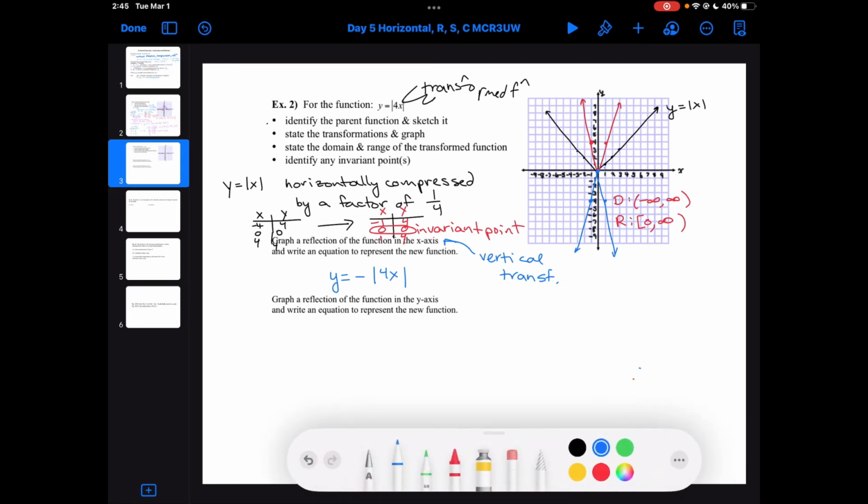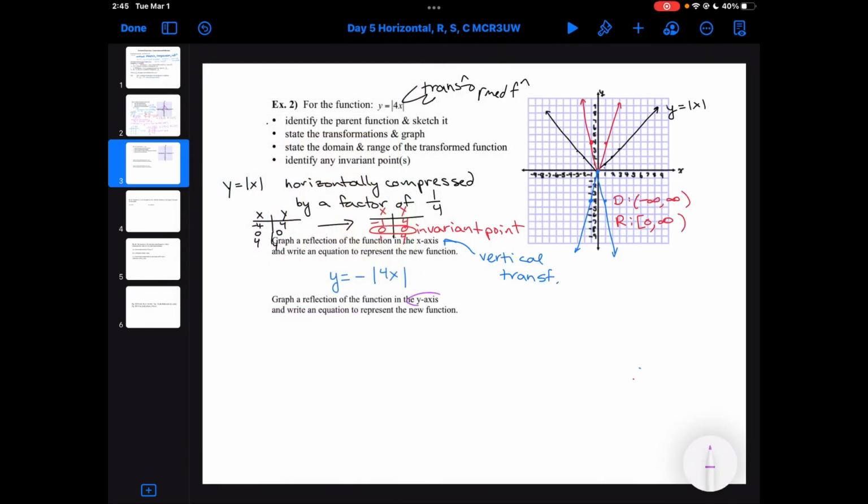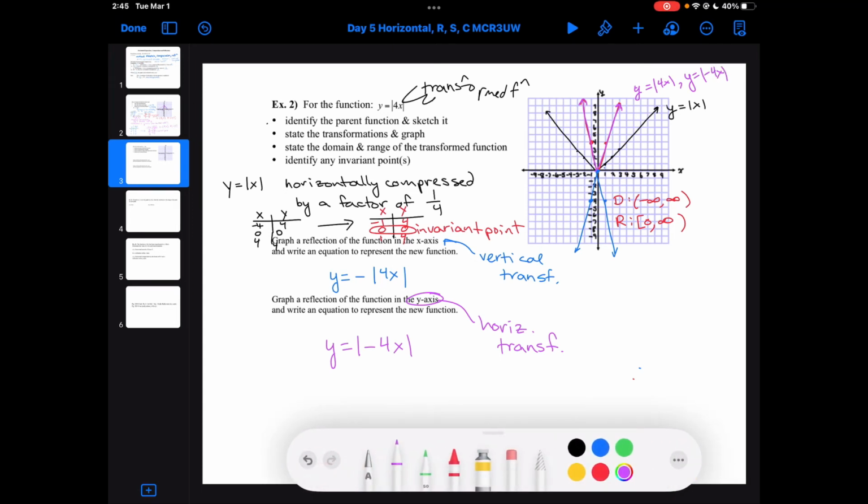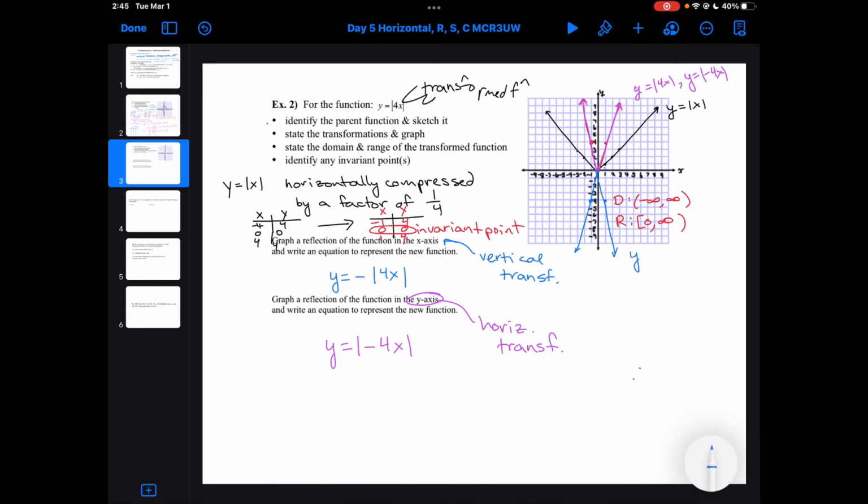If I wanted to graph a reflection of the function in the y-axis, this is a horizontal transformation. My equation would look like this. Because the function is symmetric, it actually doesn't change. So I'm just going to draw my purple on top of my original red graph. And this would be y equals 4x. It would also be y equals -4x. My blue graph represents my vertical transformation, that reflection, y equals -4x.